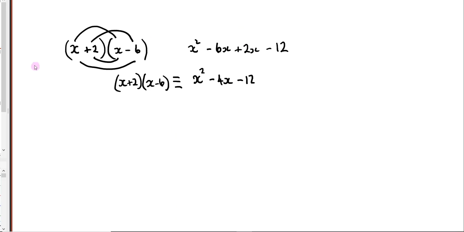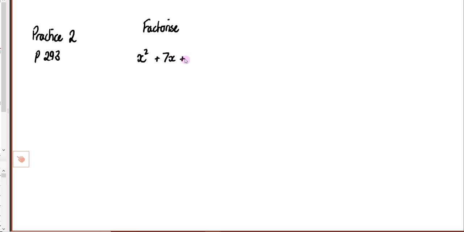Okay, so moving on to factorization, because we can do that expansion. You've done it before. Let's have a look. So I'm now looking at practice 2 on page 293. We're going to have a look at factorizing something simple like x squared plus 7x plus 12. Okay, so we're going to find the identity but in factorized form.